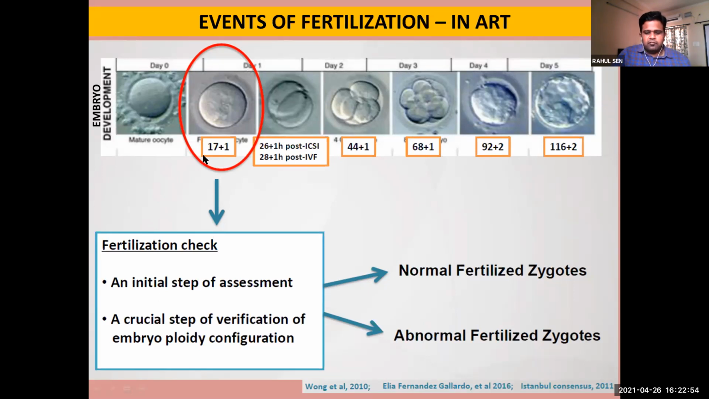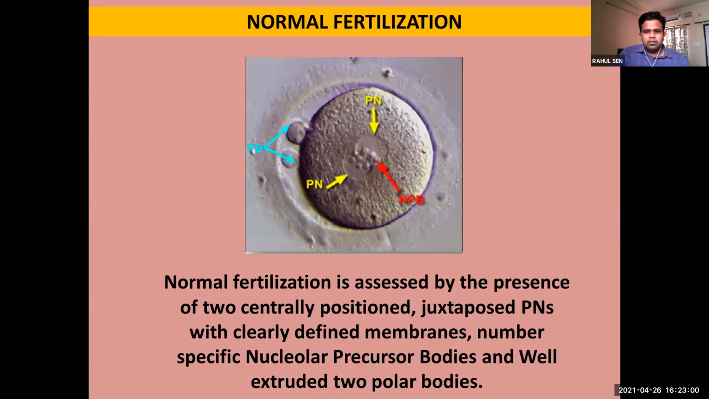So let's see how to differentiate a normal and an abnormal fertilized zygote. According to the definition, a normal looking zygote is assessed by the presence of two centrally positioned juxtaposed pronuclei. You can see in this image, there are two pronuclei of almost even size, juxtaposed to each other with a clear defined membrane and a number of nuclear precursor bodies. Can you see this image clearly?